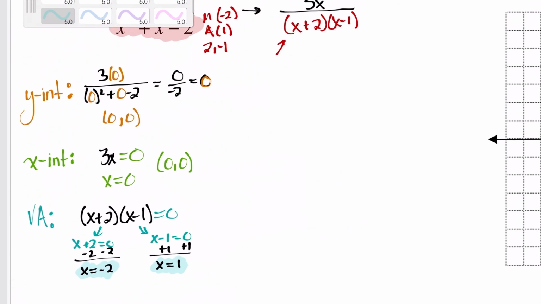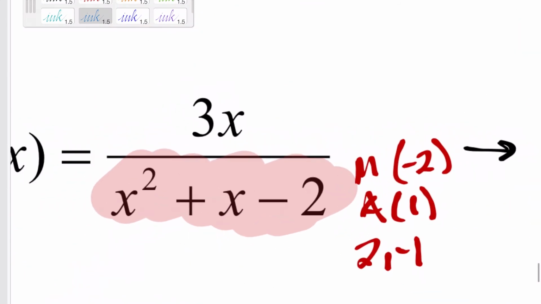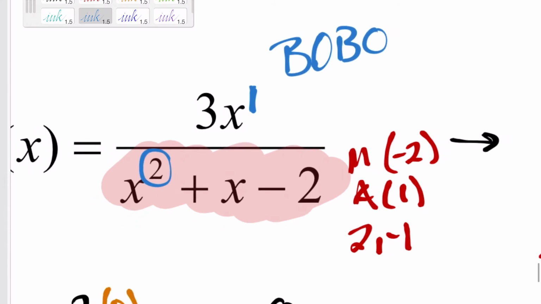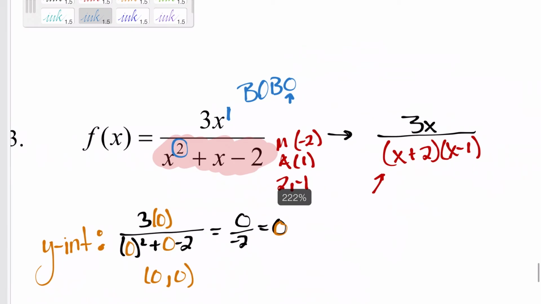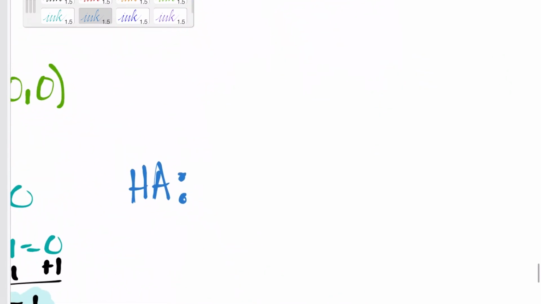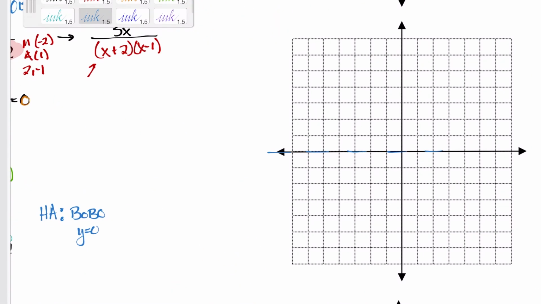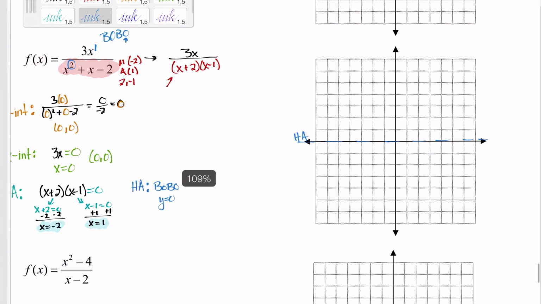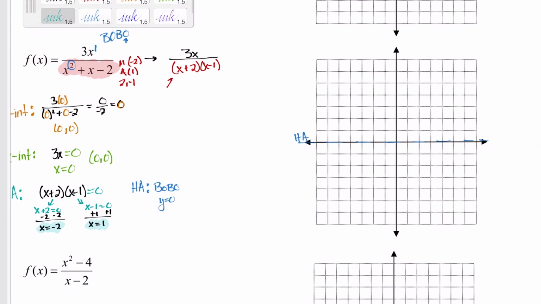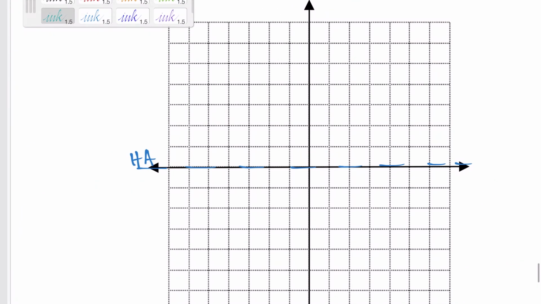The last thing I want to find is my horizontal asymptote. So horizontal asymptotes, we're looking at the exponents. I have a 2 and a 1. This is bigger on the bottom. Because I've got the bobo, that means my horizontal asymptote is going to be equal to 0. So I have my horizontal asymptote. I'm going to graph my 2 vertical asymptotes.